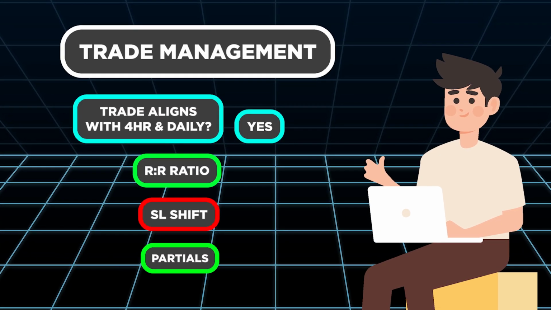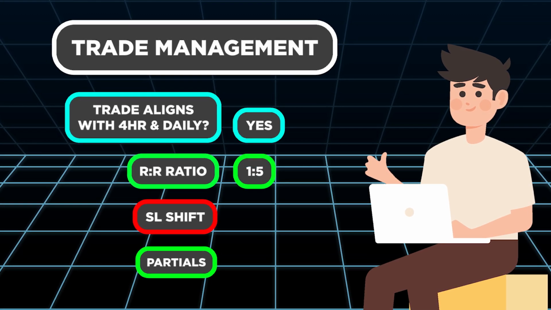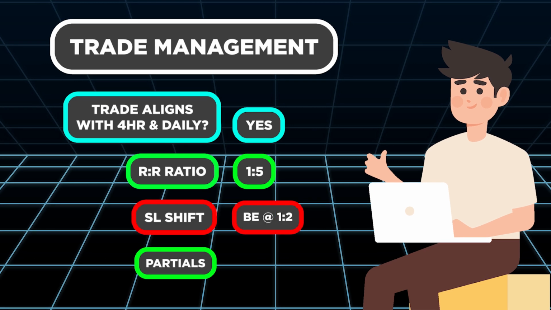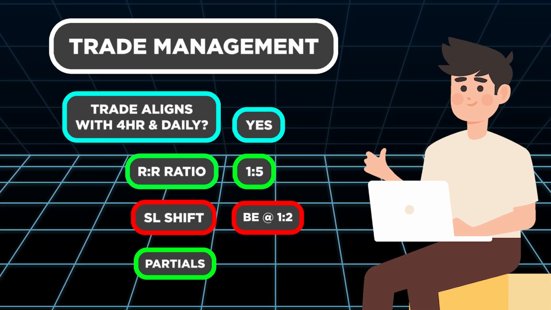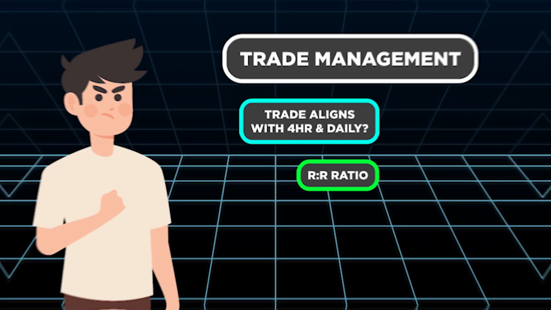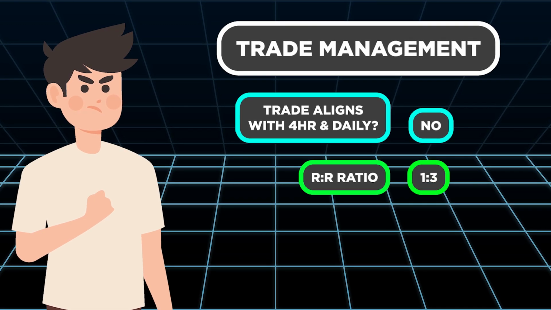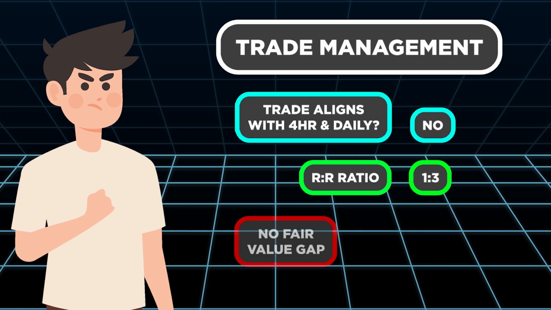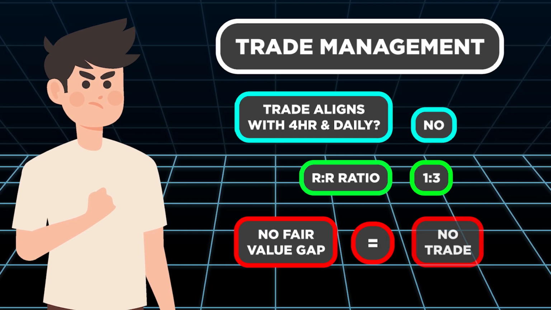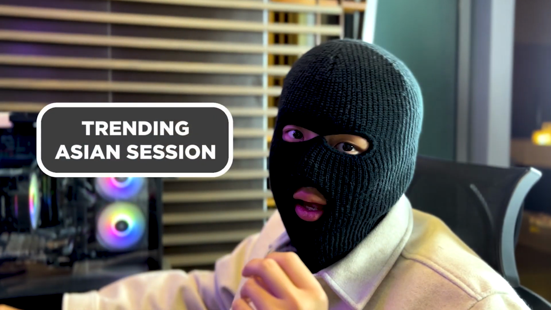Now, onto the trade management. If the trade aligns with the 4-hour and the daily direction, I will then hold the trade for a 1:5 risk to reward ratio. Shift your SL to break even at 1:2 to make sure that you secure some gains, and take 20% partials to let the rest run to a 1:5 risk to reward ratio. If the trade is against higher time frame direction, take full profits at 1:3 risk to reward ratio. Note that if there is no fair value gap, I will stay on the sidelines as there is no indication of any impulse movements.